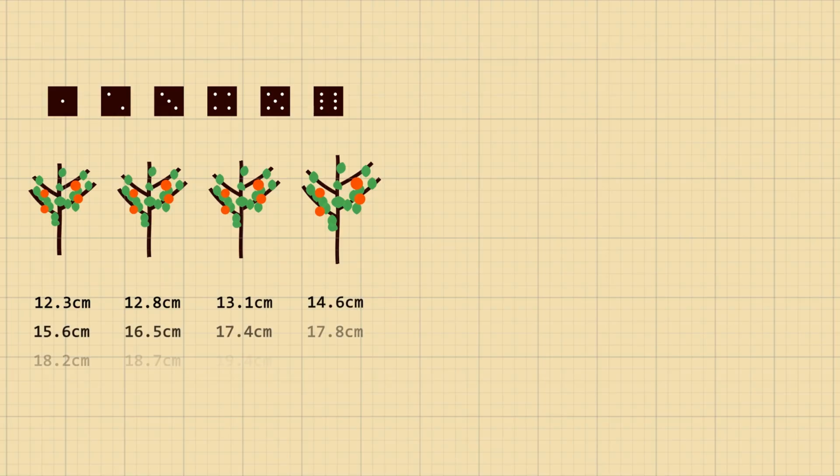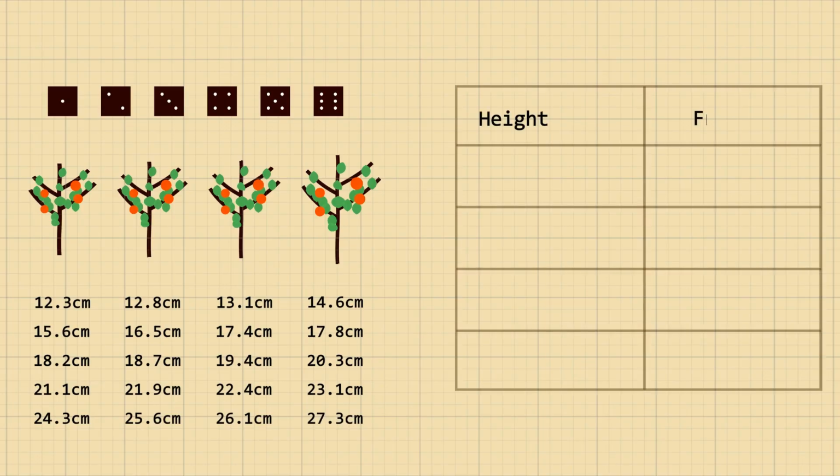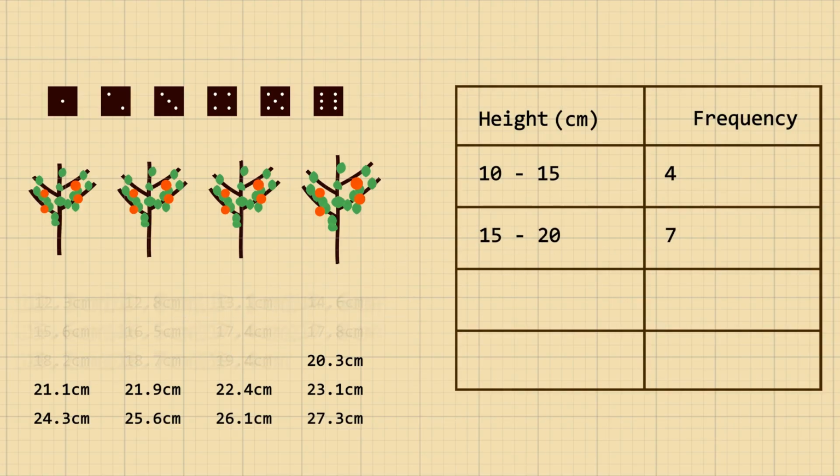If the scientist recorded every exact height, the list might become long and difficult to organize. So instead, the results are grouped into intervals. The organized data in the table might look something like this. There are 4 plants with heights between 10 and 15 cm. There are 7 plants with heights between 15 and 20 cm. And similarly, 6 plants with heights between 20 and 25 cm.